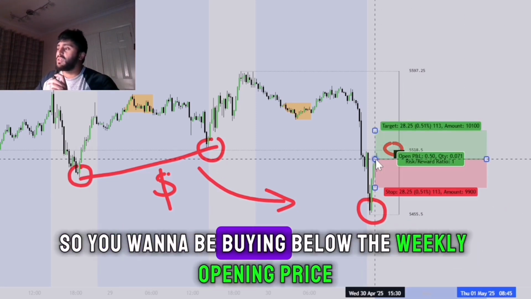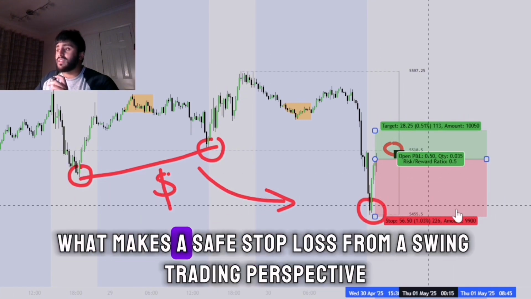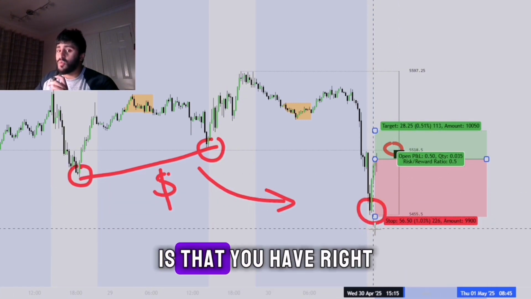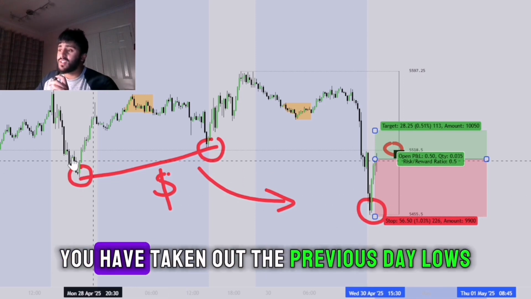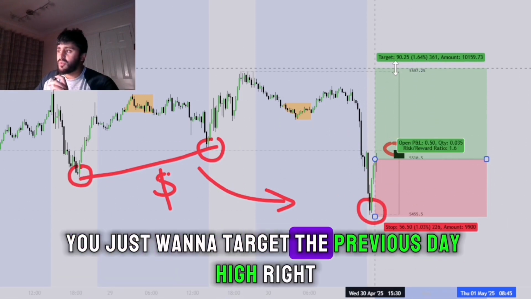if you know how to time the market. So you want to be buying below the weekly opening price. You can safely have your stop loss here. Again, what makes a safe stop loss from a swing trading perspective is that you have taken out the previous day lows. So once you take out the previous day low, you just want to target the previous day high.